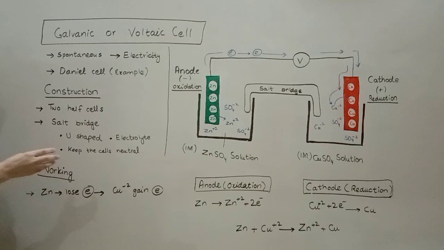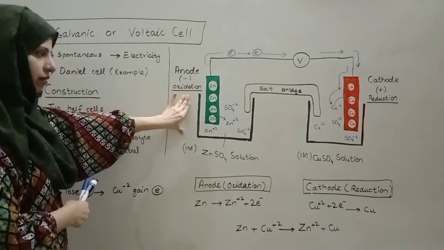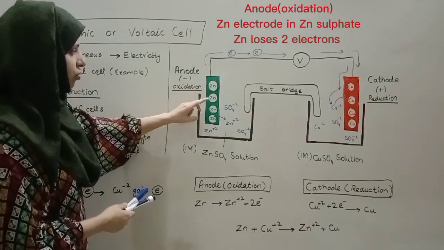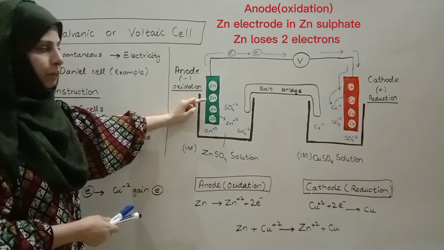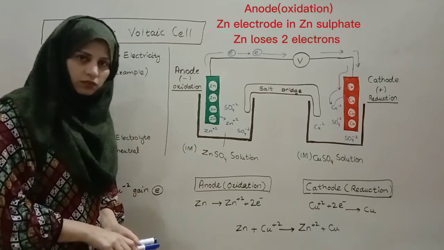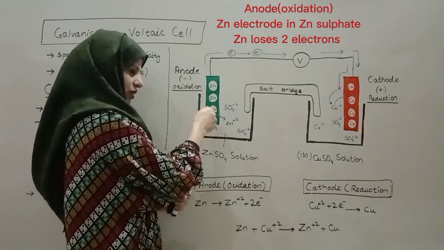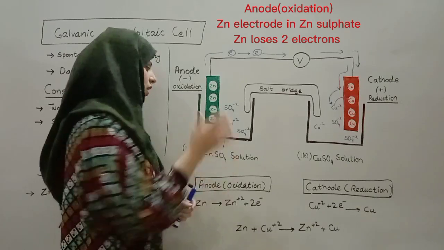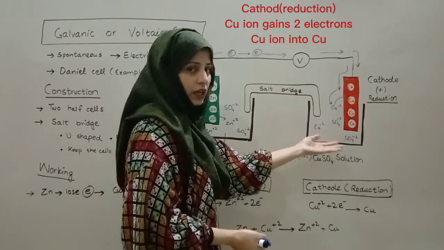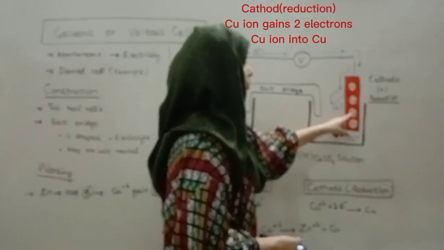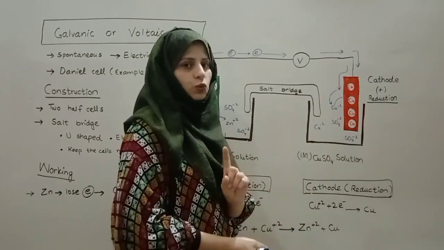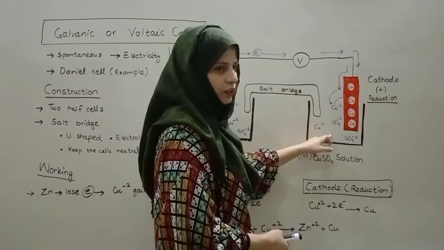Basically, on this side, the half cell has an electrode of zinc metal which is dipped in a solution of its own salt, a 1 molar solution of zinc sulfate. The other half cell also contains an electrode, but it is made of copper metal, and it is also dipped in a 1 molar solution of its own salt, copper sulfate.